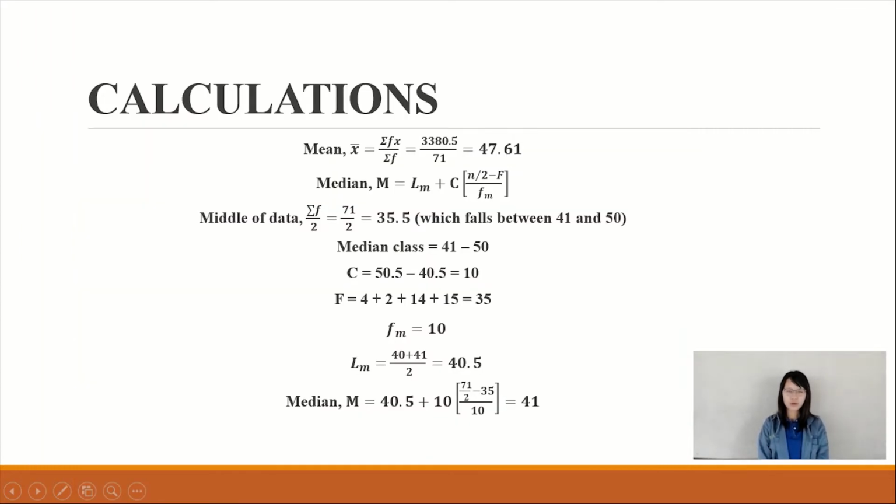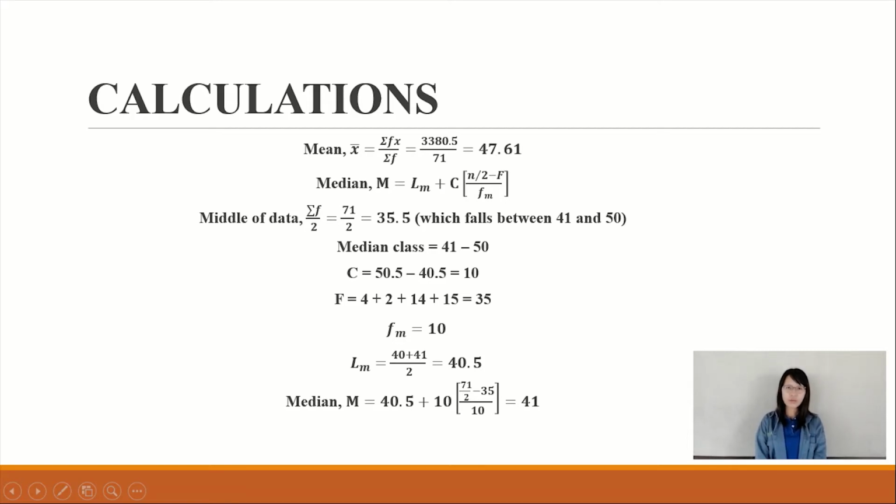Proceed to the calculation, with mean x bar equals summation of fx divided by summation of f, which is 3380.5 divided by 71, which is 47.61. Next is the median. Median m equals the lower boundary of the class containing the median plus the total number of observations divided by 2 minus the cumulative frequency of the class before the median class, divided by the frequency of the median class, times the size of the median class.